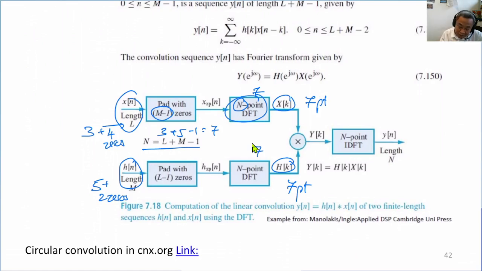So then this YK is a 7-point DFT representation in the frequency domain. When we inverse, we will get 7-point values in the time domain. Of course, we can add more, 8 points, to make it 2 to the power 3. But this is the diagram to show what's happening when we are doing zero padding. We're taking Fourier transform of the zero padded sequence, and we are multiplying the X padded with the H padded in the frequency domain.